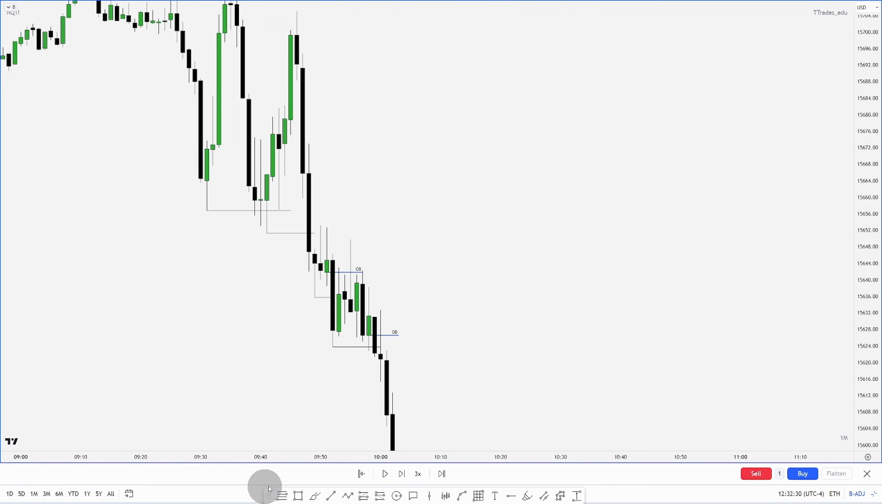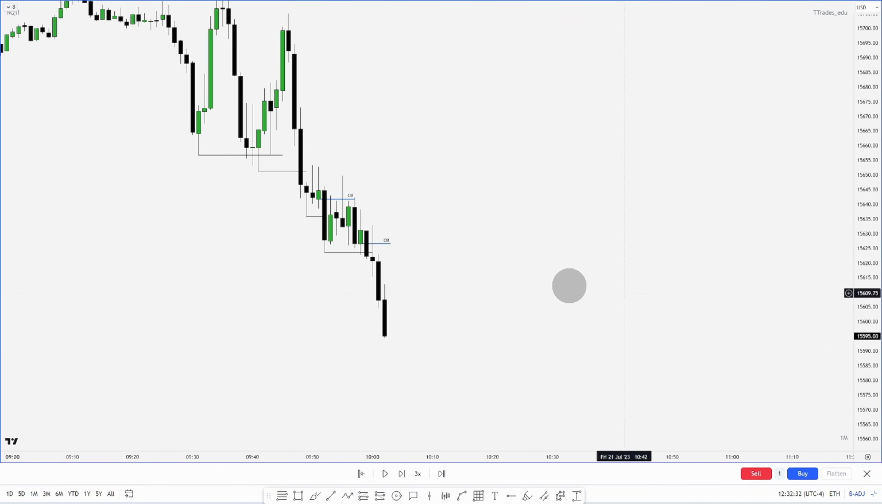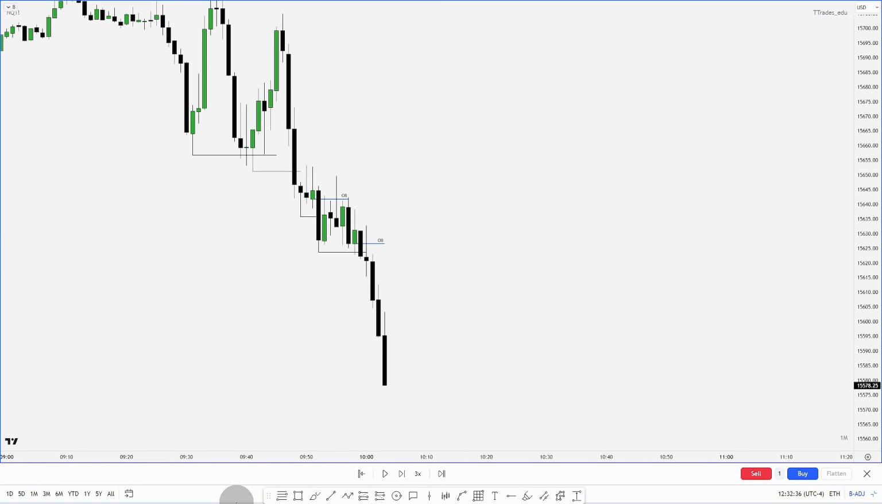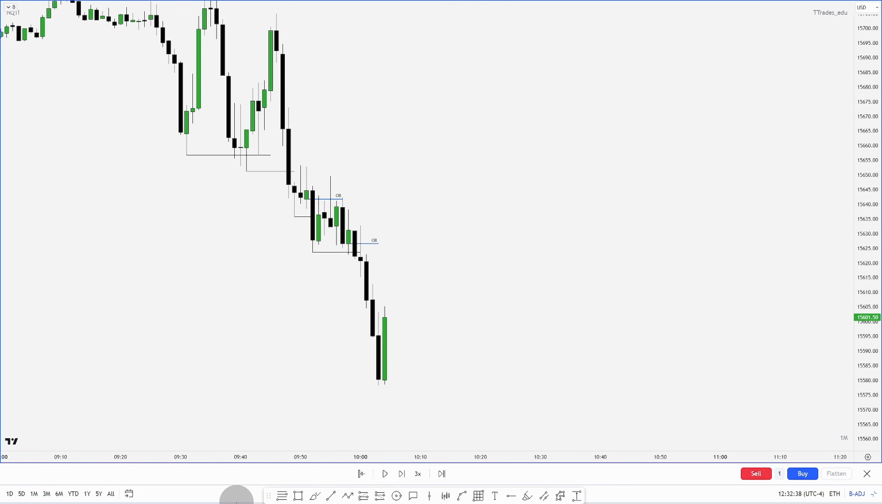And there we go, we keep continuing lower and lower. And now I don't think reversal until we get some sort of displacement back up. Right here, we're starting to get full body candles moving up. However, if price closes below this low, it becomes an order block. So I want to see what the next candles do.